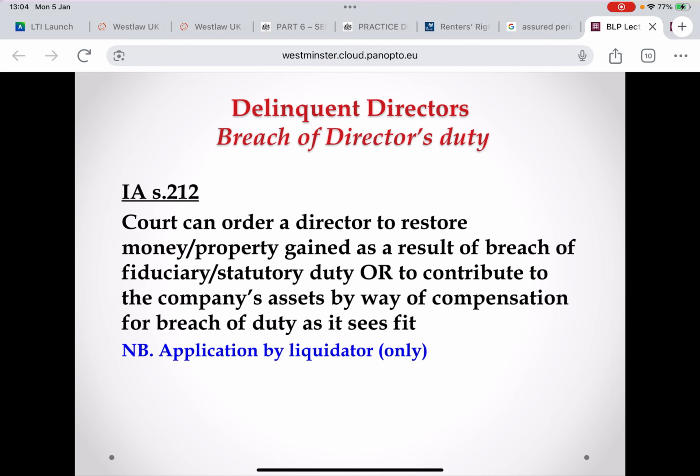Now this is one of these slides, everybody, where that is an application by a liquidator only. It's not a power given over to an administrator, whereas the previous two, the wrongful trading and the fraudulent trading, were both for liquidators and administrators. This one is for a liquidator only.